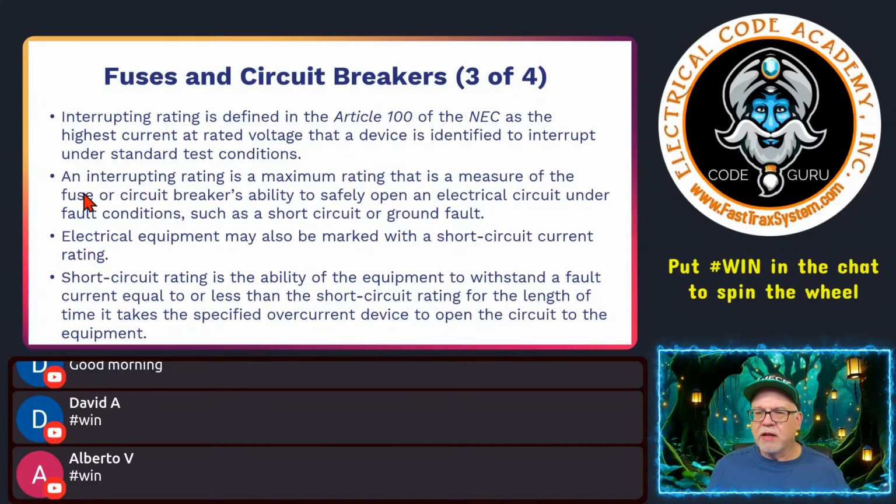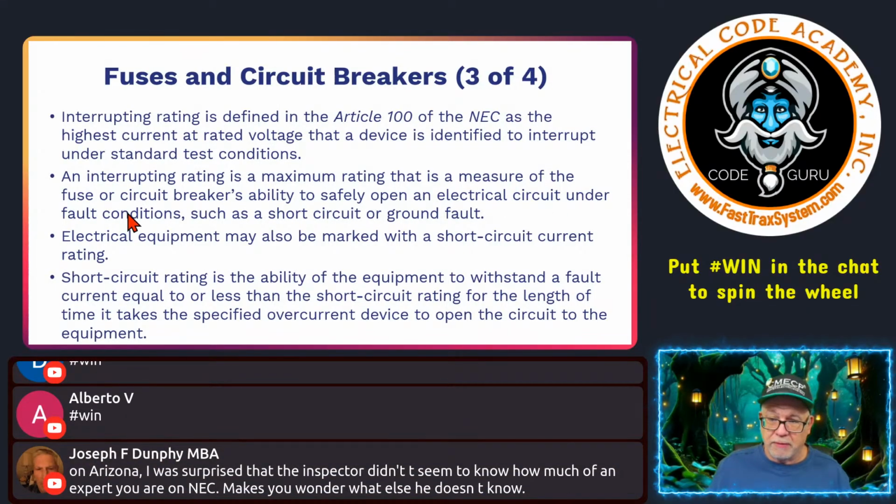Let's see here. An interrupting rating is the maximum rating that is a measure of the fuse or circuit breaker's ability. So we're talking about the maximum ability to safely open an electrical circuit under fault conditions, such as a short circuit or ground fault.